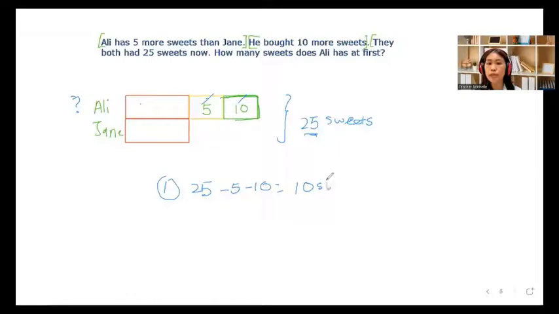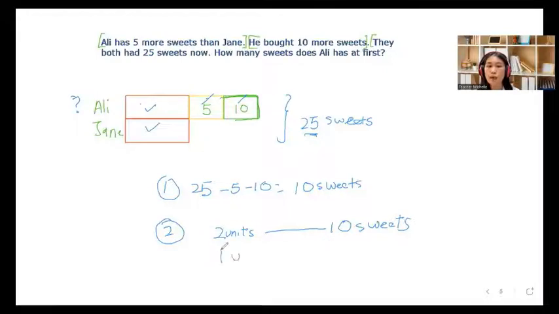And where does this 10 sweets come from? This 10 sweets is actually from this red block. If you are using a model, the next step is I see that there are 2 blocks. One block we call 1 unit. So 2 units represent my 10 sweets. When I have 2 blocks representing 10 sweets, I will have 1 unit, I call it 1 unit per se. So 1 unit is my 5 sweets.